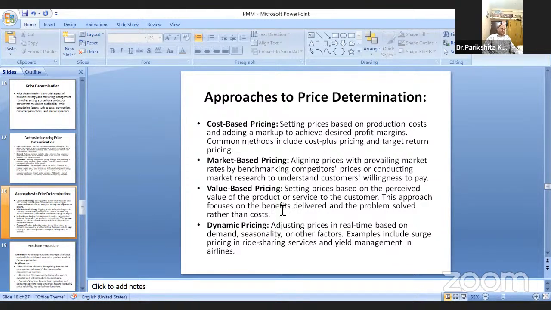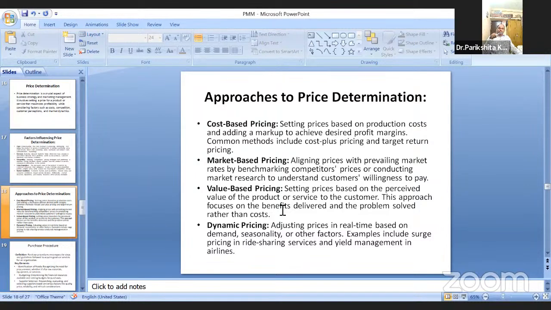Yes or no? Next, market-based pricing. Sir, cost to cost pricing, what do you mean by that? Cost to cost, suppose the price of this pen is 10 rupees. You have to sell at 10 rupees, so there is no profit. If it is cost to cost there is no profit, and if it is cost plus, profit is added.